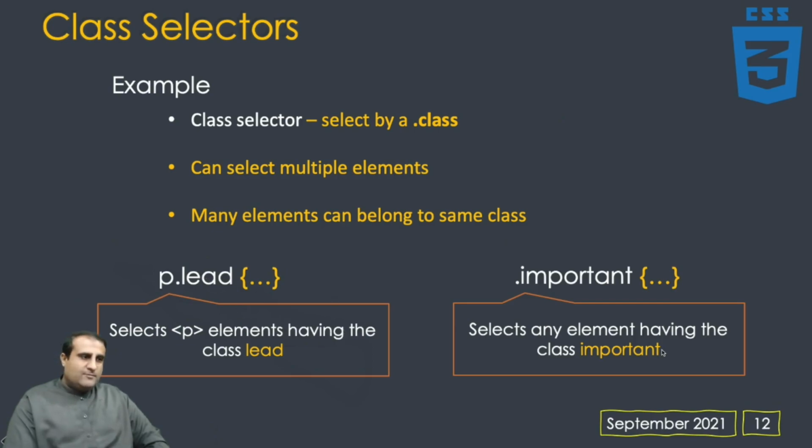On the right side we have the important class, so dot important. What it means is that any element which has the class name important will have this style applied to it. This important class will select all the HTML elements whose class attribute has the name important.